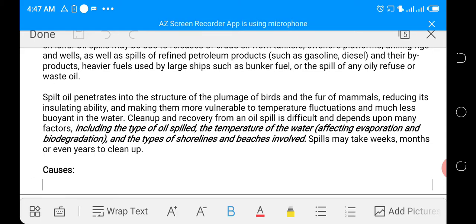Cleaning up. Cleanup and recovery from oil spill is difficult and depends upon many factors, including the type of oil spill, the temperature of water, affecting evaporation and biodegradation, and the types of shorelines and beaches involved. Spill may take weeks, months, or even years to clean up.